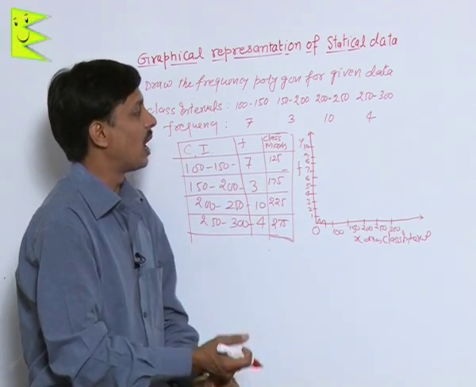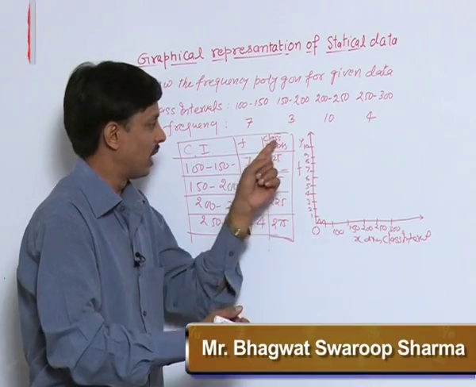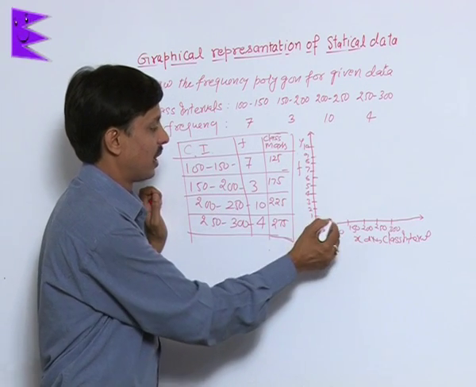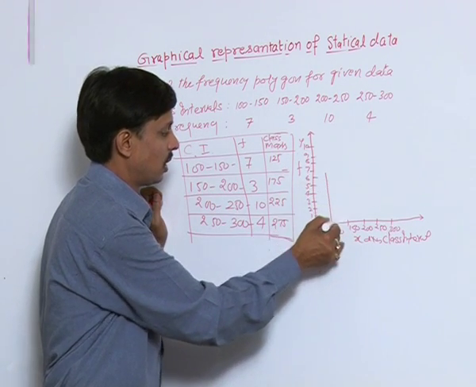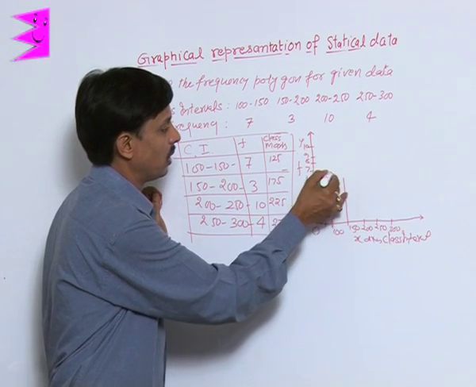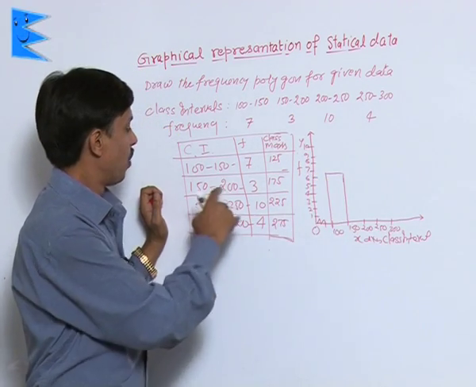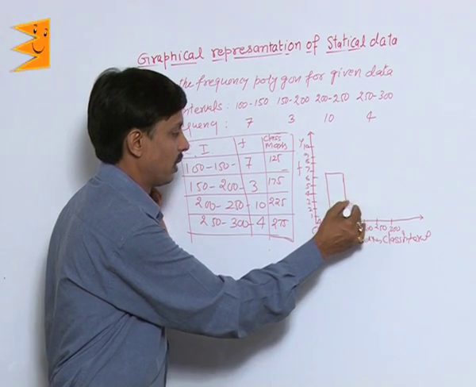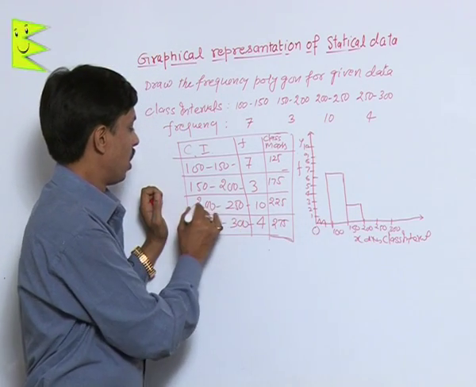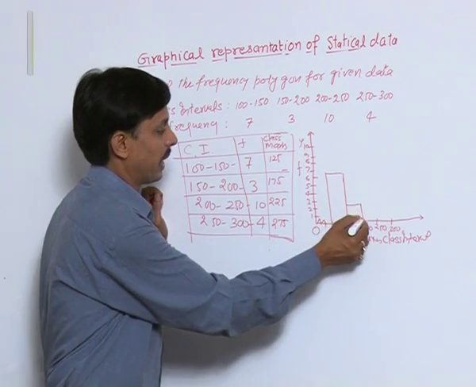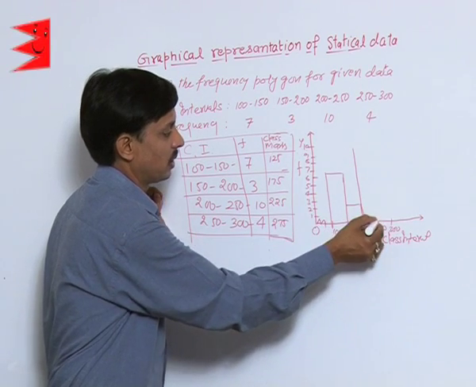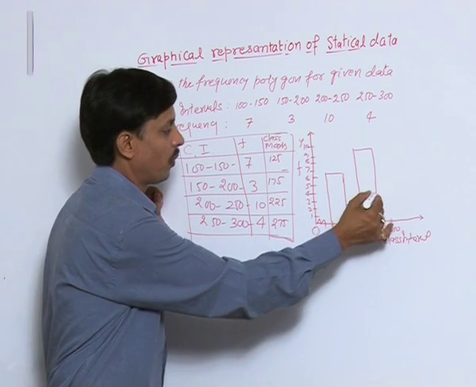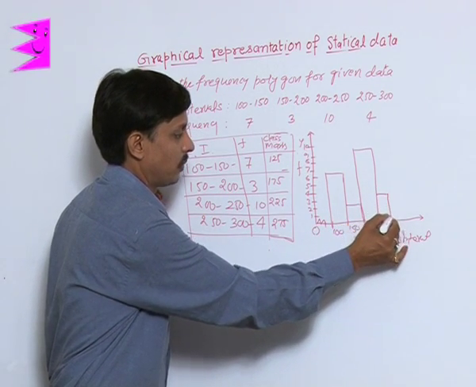I am explaining how to draw the frequency polygon without calculating the class marks. First, 100 to 150, frequency is 7. 150 to 200, frequency is 3. 200 to 250, frequency is 10, the highest frequency in this case. Last is the frequency for 250 to 300.